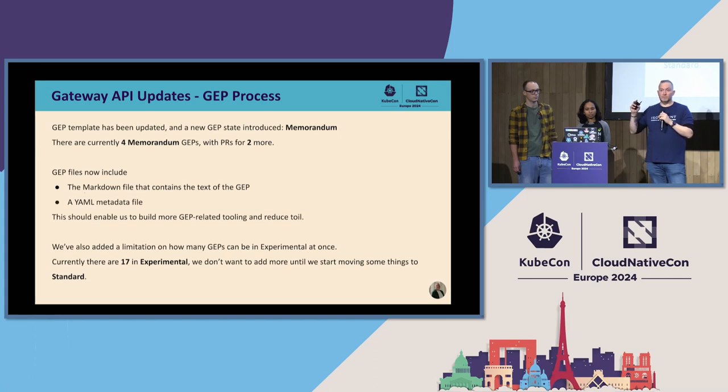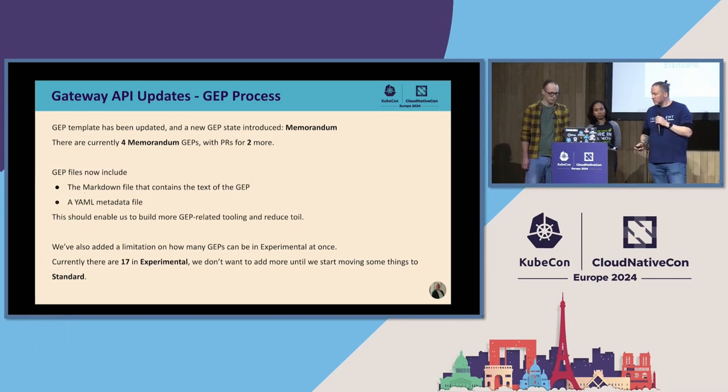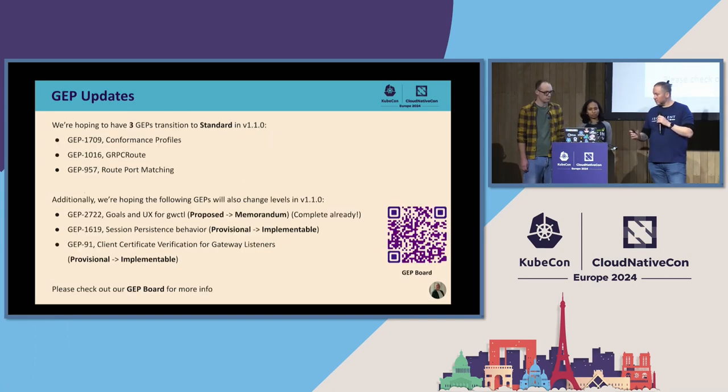Also, GEP files now include some metadata so we can build some tooling around them. And more importantly, for those of you who have been watching closely, we've added a limitation on how many GEPs can be in experimental. Experimental is the phase before standard, when we are prototyping the thing, implementations have started implementing it, but we're not 100% sure if we got everything right. So we currently have 17 GEPs in experimental. We don't want to add any more until we start moving some through to standard, so we can keep the stability level of the API overall rising.